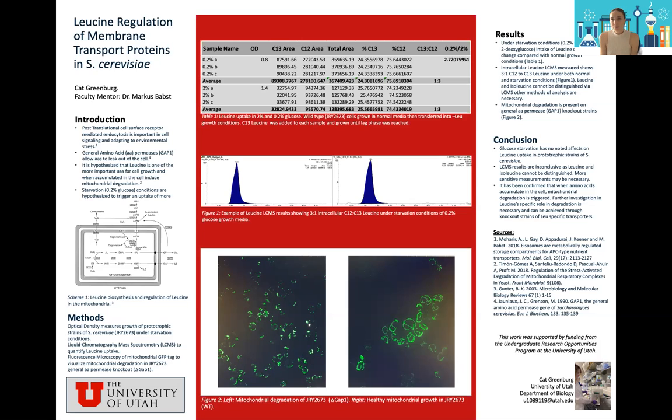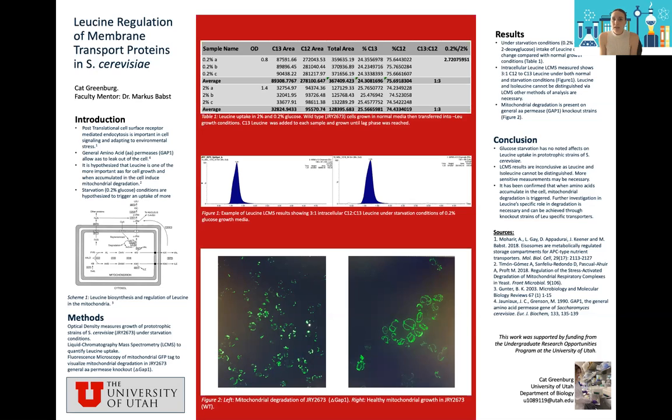I specifically have been working with leucine, which is hypothesized to be one of the most important mediators of metabolism in Saccharomyces cerevisiae, or baker's yeast. Leucine itself is taken into the mitochondria where it regulates metabolism, just all of metabolism. And it's hypothesized that when leucine is not present or the cell is unable to make leucine from glucose, the cell will trigger cell death.